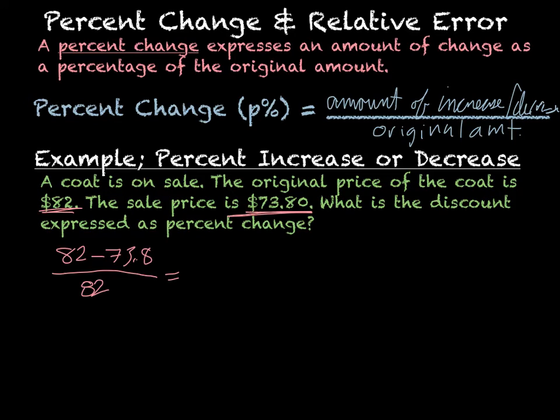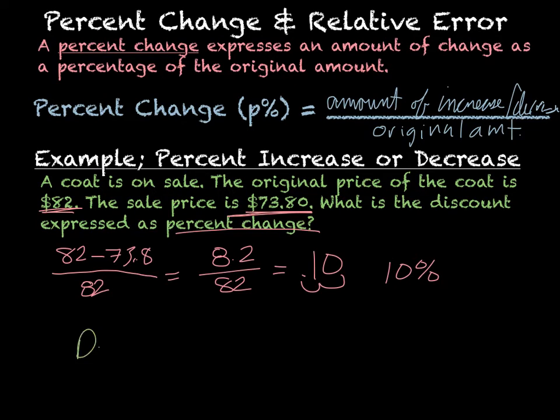82 minus 73.8 is 8.2, divided by 82, which is going to be 0.10. And if we want to express it as a percent of change, we move the decimal 2 spots: 10%. So it is discounted 10%.